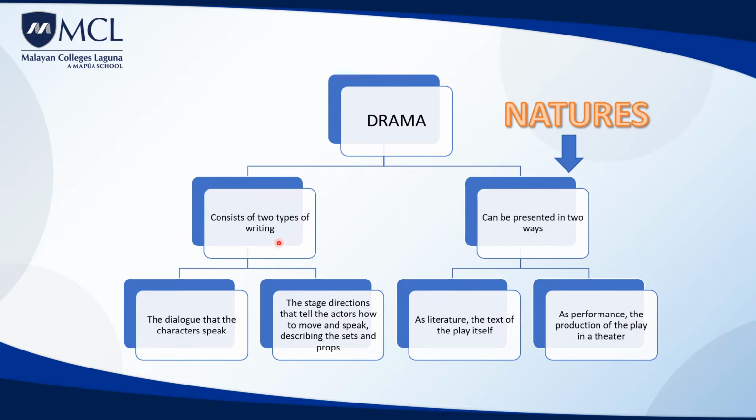There are two types of writing in a play. What are those? A play is not complete without the dialogue among or between characters. So the first type of writing is the dialogue. The second type of writing in a drama piece is the stage directions. Stage directions are those that tell the actors how to move and speak, and they also describe the sets and the props. We will know more about these later.